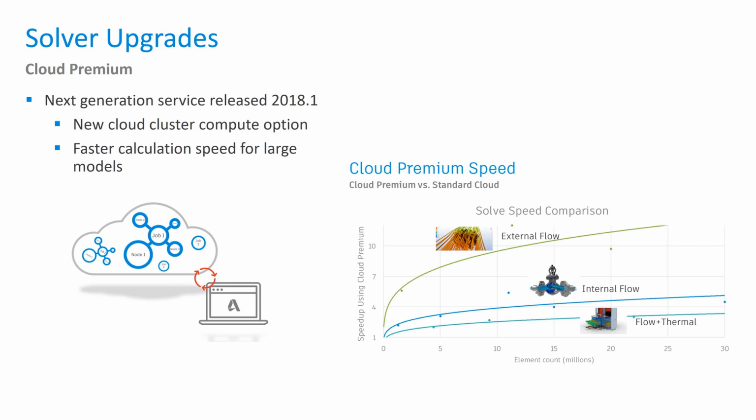But the main thing here is that it solves different problems right now at an increased speed compared to what you would consider your normal cloud option. So this is a graph meant to show that. Right? So external flow does really well. External flow takes a lot of iterations typically to solve, and our Cloud Premium, being a totally different solver, just really handles those well. So anywhere between, depending on the model size, 5 to 15 times faster is what we're seeing on Cloud Premium when you compare it to our cloud solve for external flow.